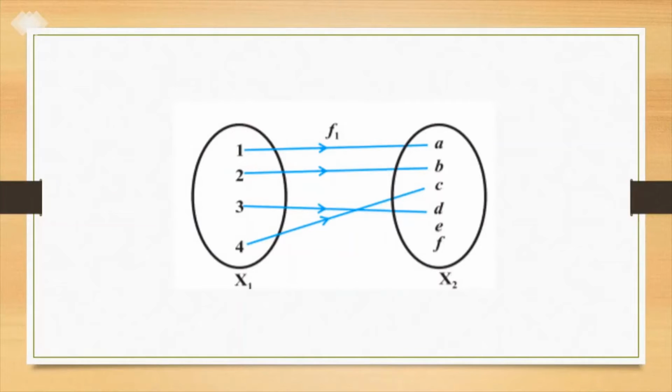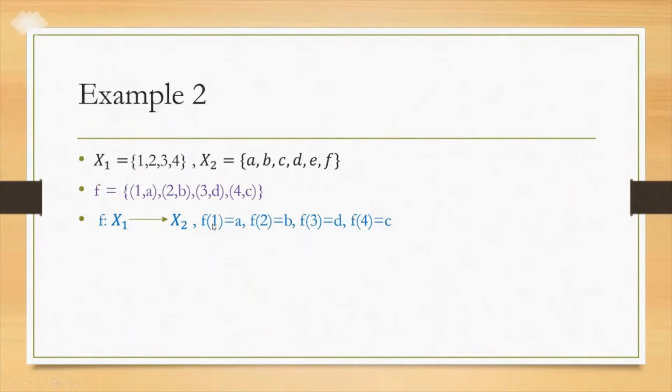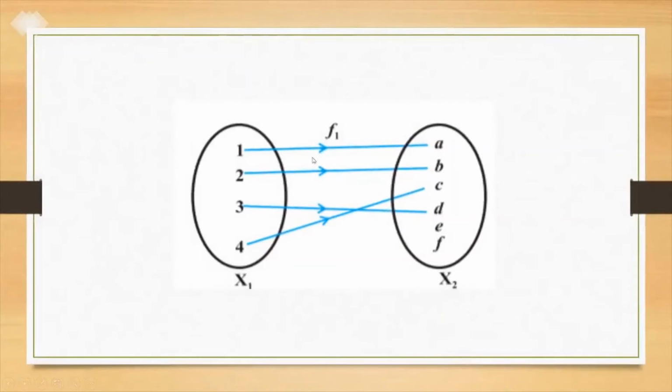So we can write this function as a diagram. Consider two circles. In the first circle we write the elements in the set x1: 1, 2, 3, 4, like this, and in the second we write the elements in x2: a, b, c, d, e, f. So what is the image of 1? Image of 1 is a, image of 2 is b, image of 3 is d, image of 4 is c. So the image of 1 is a, then there is an arrow starting from 1 and going to a.